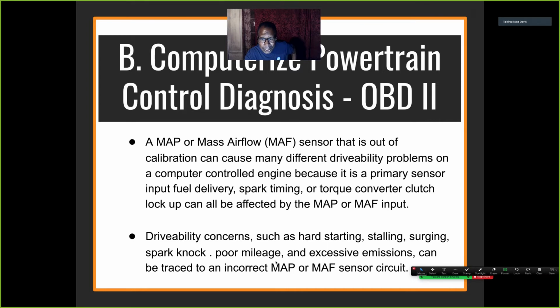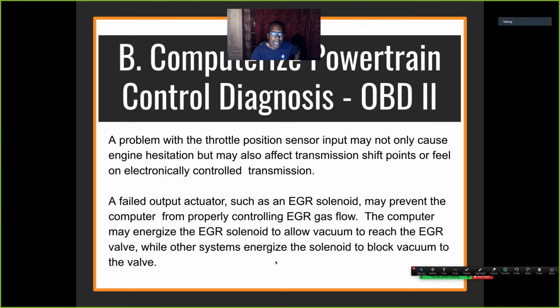Drivability concerns such as hard starting, stalling, surging, spark knock, poor mileage, and excessive emissions can be traced to incorrect MAP or mass airflow sensors, basically because they are out of calibration. A problem with the throttle position sensor input may not only cause engine hesitation, but may also affect transmission shift points or fail electronically controlled transmissions.